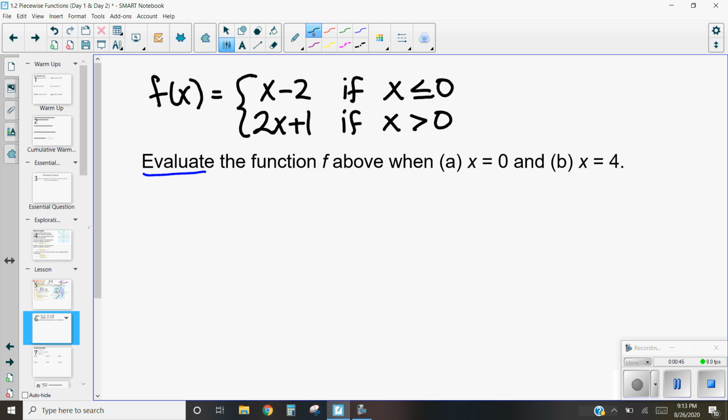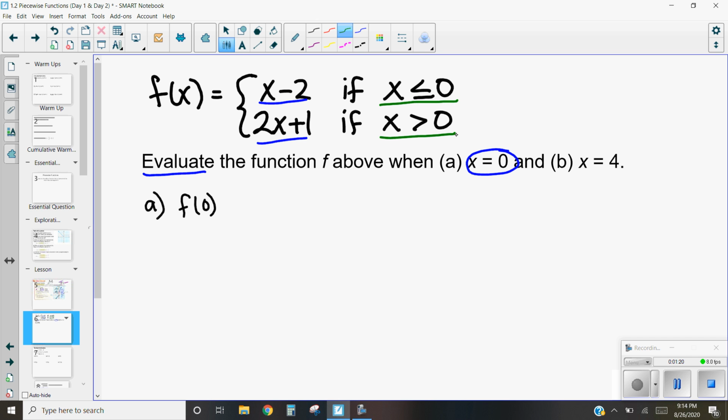So let's take a look at these two. Look at A. We want to know what happens when we put 0 in for x. Now with these piecewise functions, we have two different equations that we're looking at here: x minus 2 and 2x plus 1. With our x equals 0, I need to decide which equation x equals 0 associates with. The way I'm going to do that is look to the left here and check out the parameters on each of those equations.